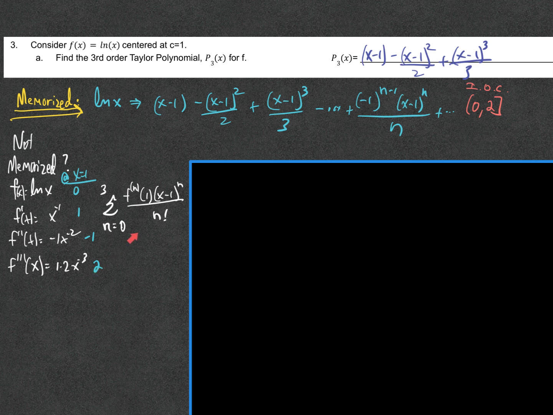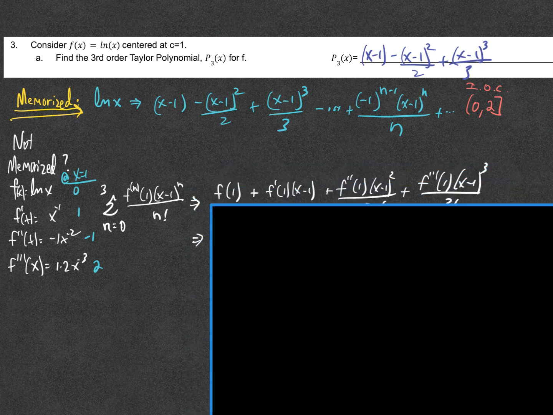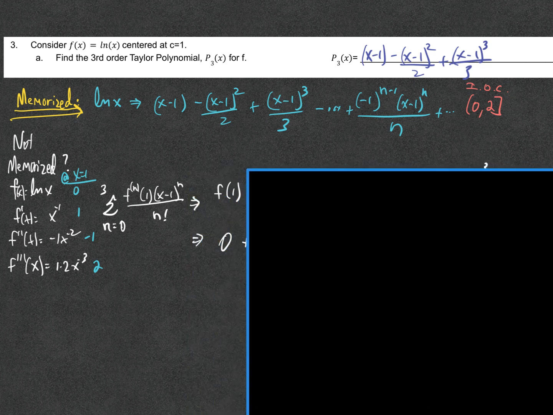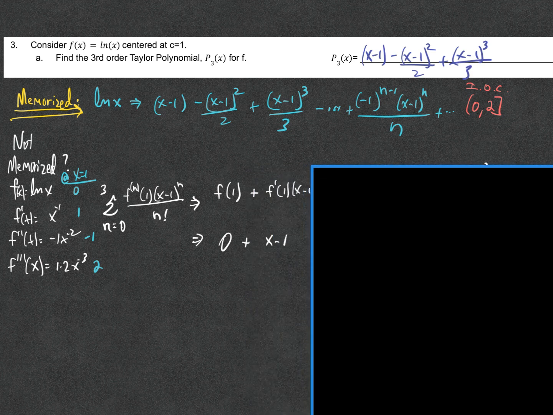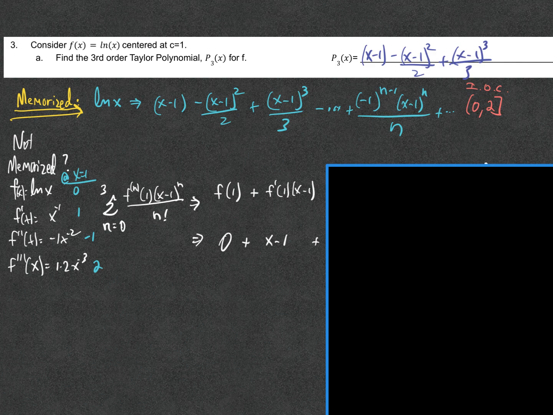All right, now generating the Taylor polynomial with the formula. When n is equal to 0, we have f of 1 times something raised to the 0 power, which is 1 over 0 factorial, which is 1, so just f of 1. When n is equal to 1, we have the first derivative at 1, which is 1, times x minus 1 to the 1 over 1 factorial.